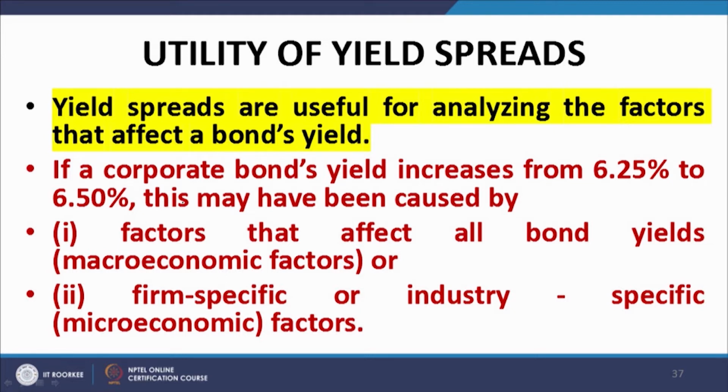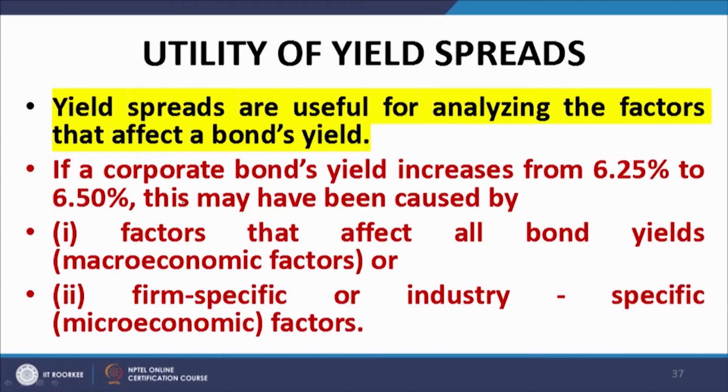Yield spreads are useful for analyzing the factors that affect a bond's yield. This is an example which illustrates the interpretation of yield spreads. If a corporate bond's yield increases from 6.25% to 6.50%, this could have been caused by factors that affect all bond yields, that is macroeconomic factors, or firm specific or industry specific factors, that is microeconomic factors. So, if a corporate bond's yield increases, the increase could be due to macroeconomic factors or it could be due to microeconomic factors.